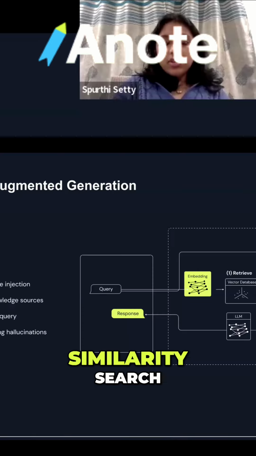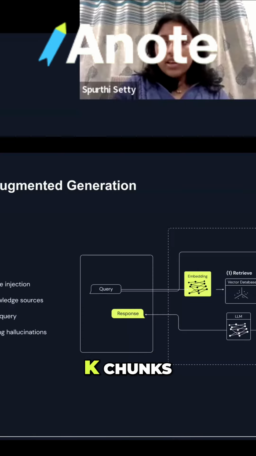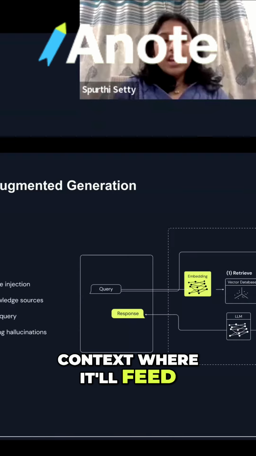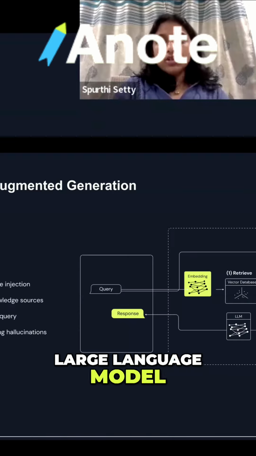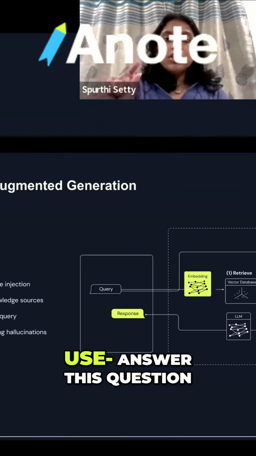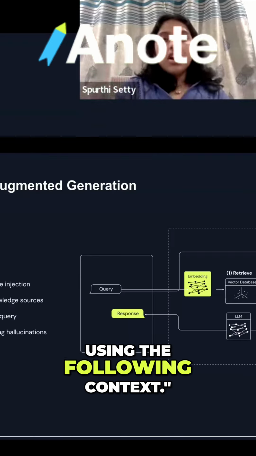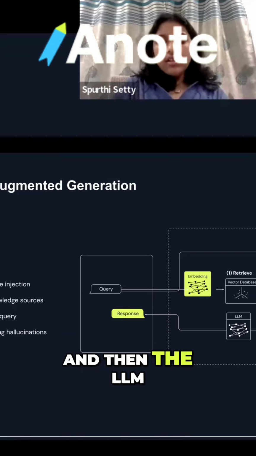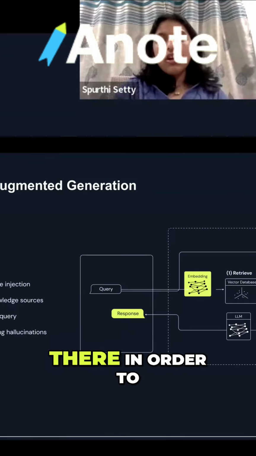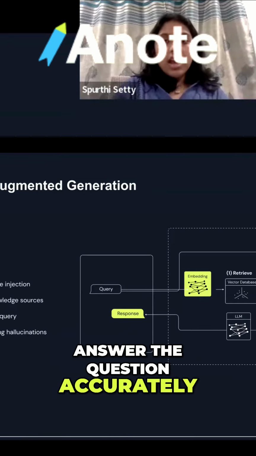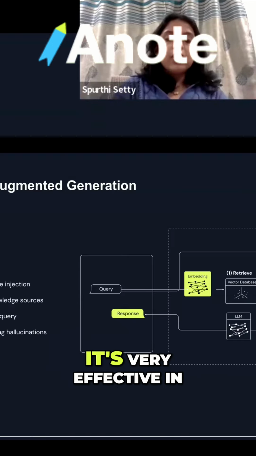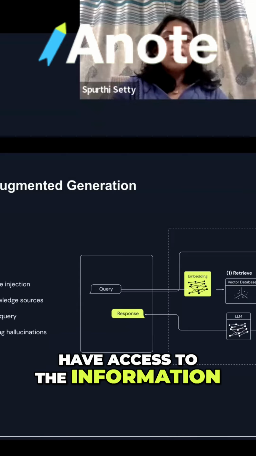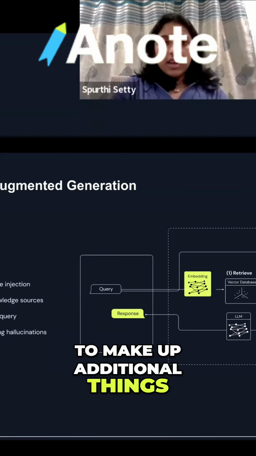Based on the similarity search, it'll retrieve the top K chunks, and that will be the context that we feed directly to the large language model. So it'll be like, I have this question, answer this question using the following context. The context will be from the knowledge sources, and then the LLM will have all the information it needs right there in order to answer the question accurately. Because the information is put right there, it's very effective in preventing hallucinations, since it has access to the information and won't have to make up additional things.